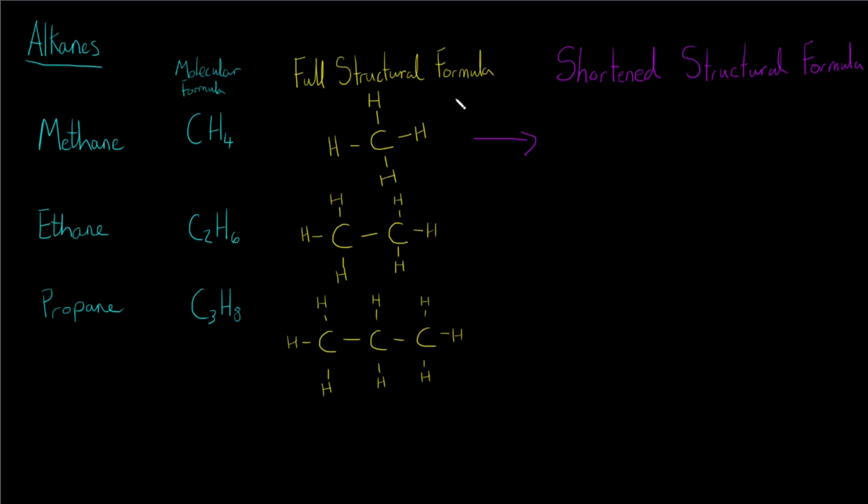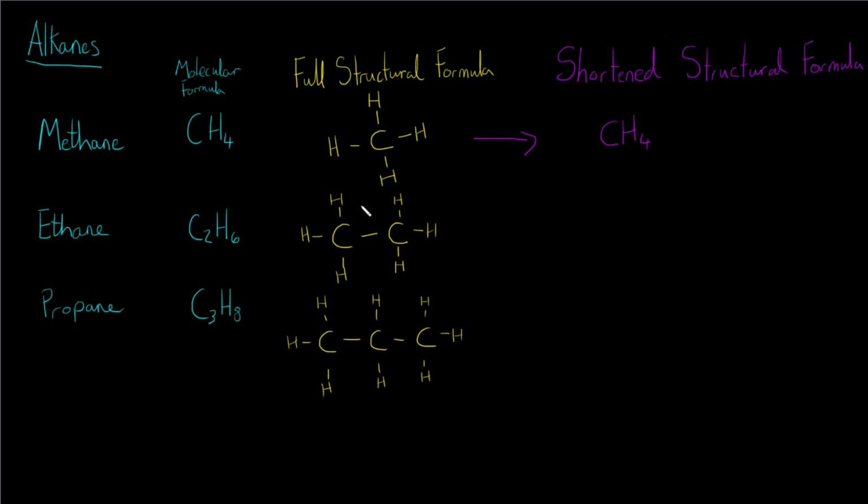So here's our full structure. To draw a shortened structure, we take the first carbon, well it's only got 1, so here it is here, and we write it out. And then we look at what it's bonded to. It's bonded to 1, 2, 3, 4 hydrogens, and we write those down. Now, yes, that is the exact same as the molecular formula, but that's the only time that this will be the case.